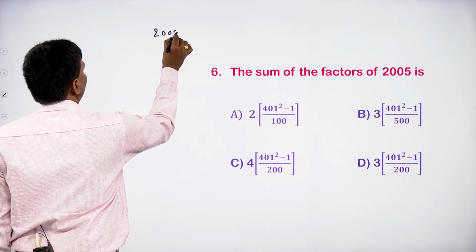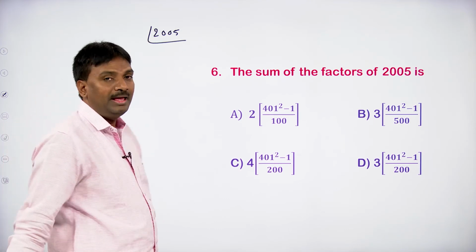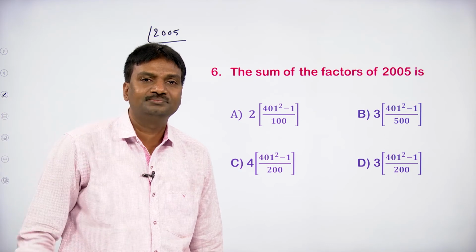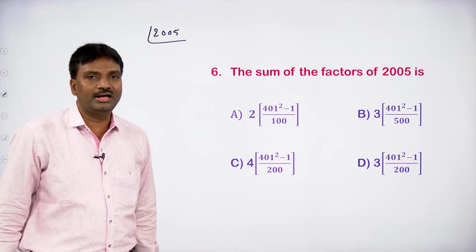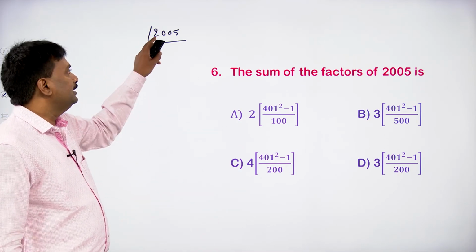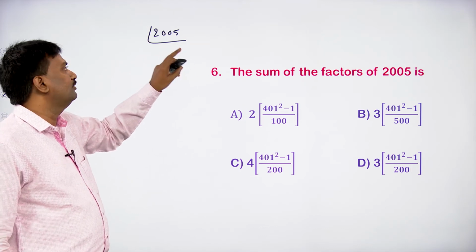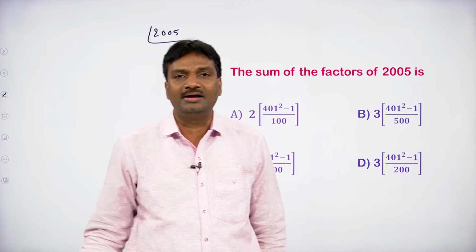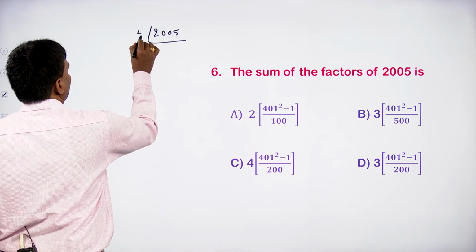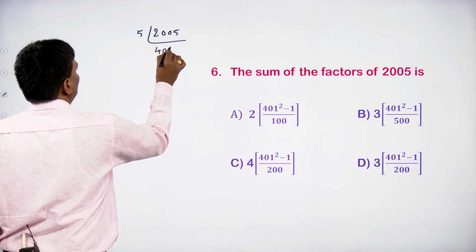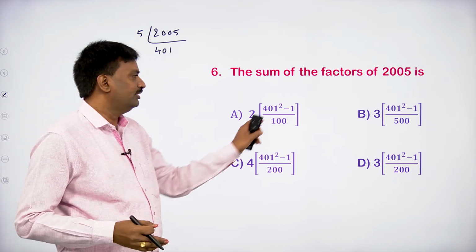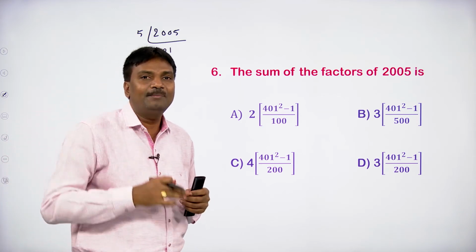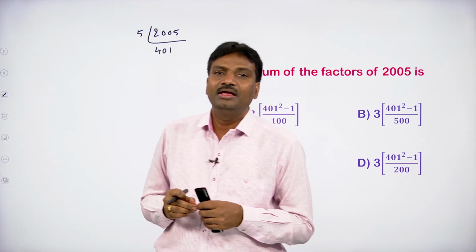So 2005 is clearly an odd number, that's why 2 is not a factor of 2005. Next, 3 is also not a factor of 2005, because adding 2 plus 5 gives 7, but 7 is not divisible by 3. So directly we can take 5. 5 times 4 is 20, 5 times 1 is 5, so 5 times 401. By observing every option, we have 401 only. Clearly 401 is a prime number.